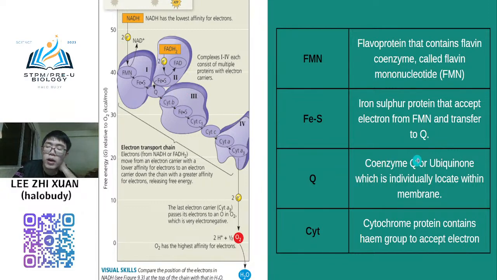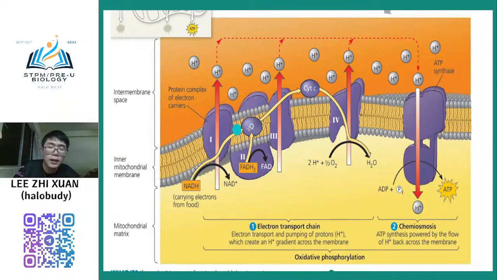And then Q is called coenzyme Q or ubiquinone, which is individually located within the membrane. So this Q is individually located, it can move. The protein complexes do not move like ubiquinone Q. Ubiquinone Q will move from complex 1 and transfer electron to complex 3. It will also transfer electron from complex 2 to 3.